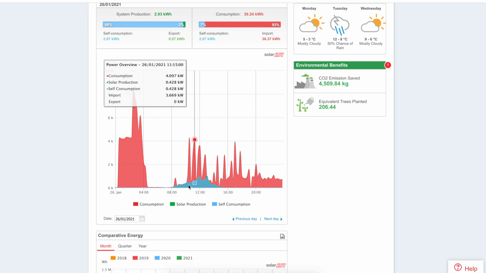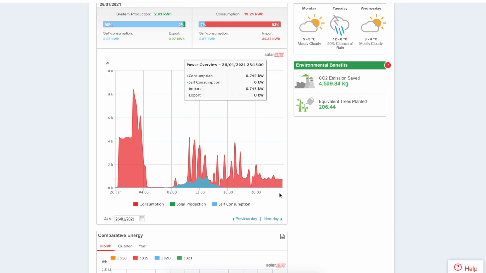Another bad day, 2.93 kilowatt hours for the whole day, so again pulling from the grid a lot all through the day from very early hours. There we can see we're not able to meet the demand as early as 10:30 in the morning.